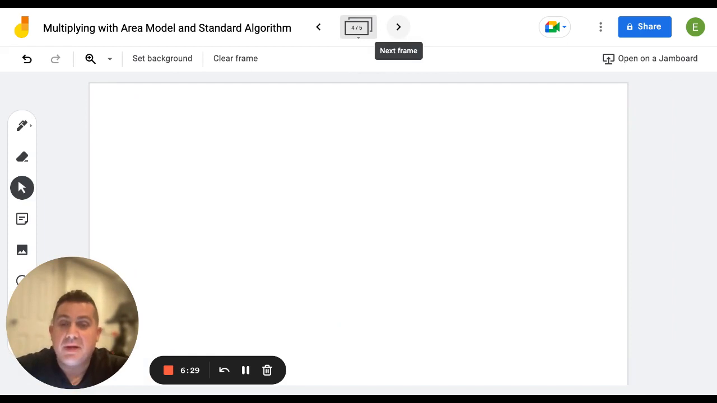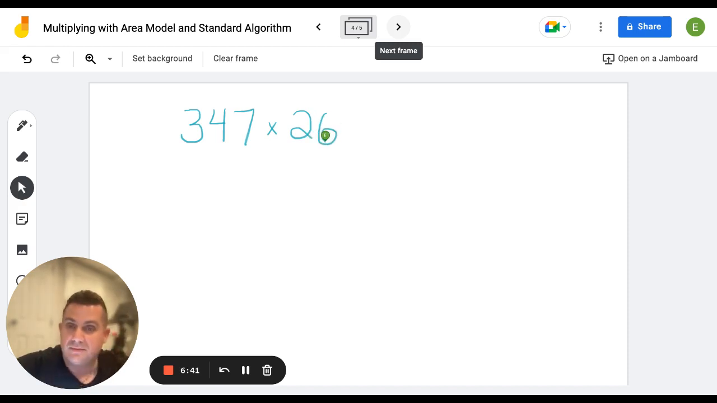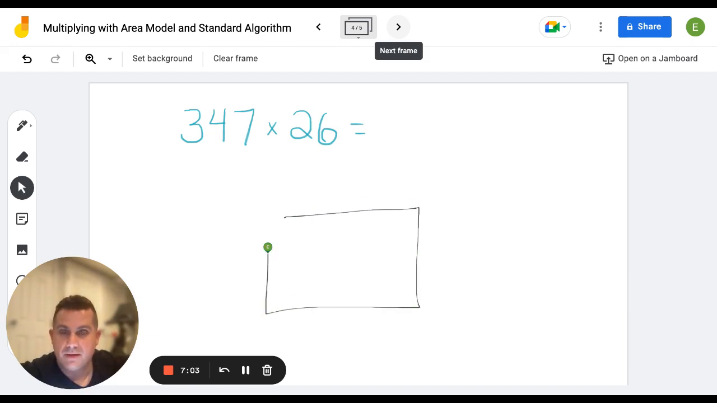Now, if I wanted to make it a 3x2, let's say I had 347 times 26. I will do this quick over here. Here's my area model. Whoop. Sorry. Something happened on my Jamboard. Okay. So let's say, all right, there's my area model.